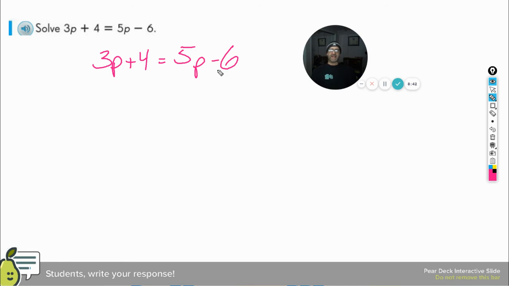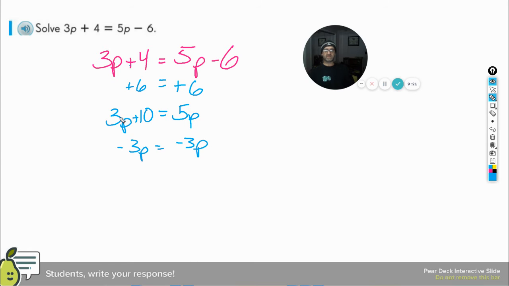Okay. So following my last suggestion, anytime I see the subtraction bit, I want to get rid of that. Especially with my whole numbers, I want to get rid of the subtraction. So to get rid of a -6, I'm going to do +6 to each side. 5p minus 6 plus 6 is just 5p. 3p plus 4 plus 6 is now 3p plus 10. Now that I've done that, I want to group my p's together. To do that, I'm going to subtract 3p from each side because I want to get that away from the 10.